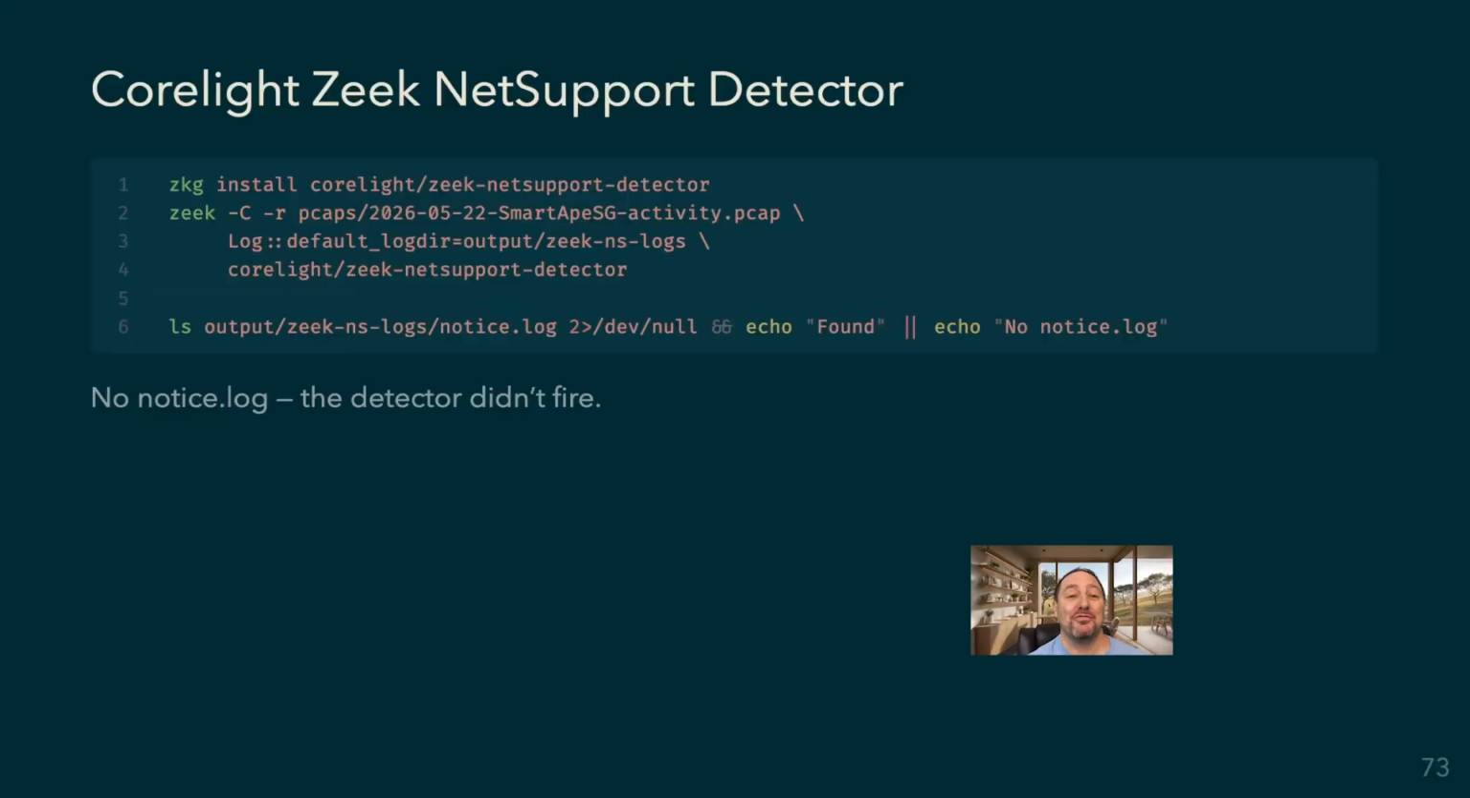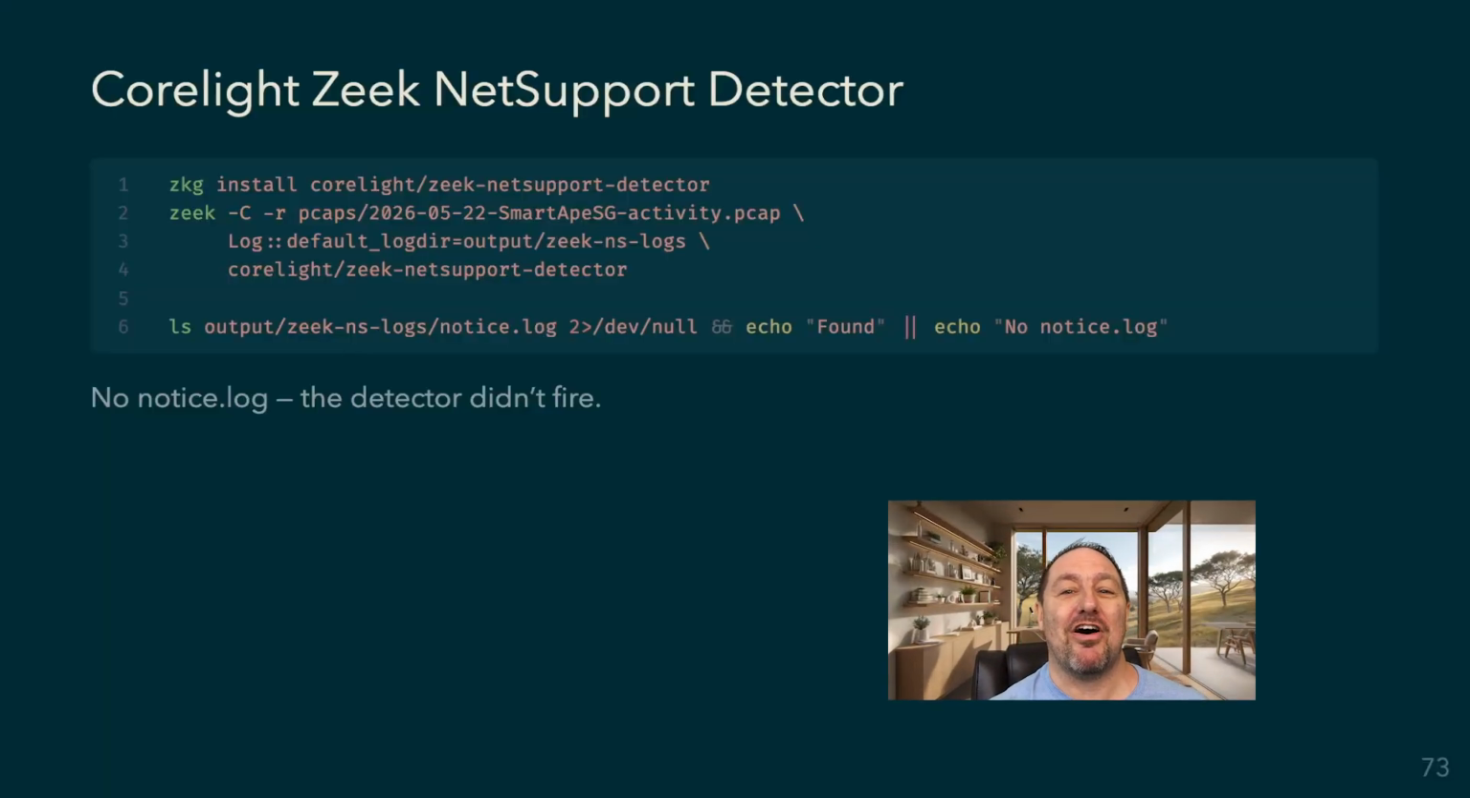So Corelight offers a free open source Zeek NetSupport detector, and I helped write it. So I thought, let's install it and see if it detects this in the PCAP. Spoiler alert, it doesn't. Let's figure out why. So let's install it with ZKG and rerun Zeek on the same PCAP. Now, if it worked, there would be NetSupport notices in the notice.log. And you see there is no notice.log. It didn't fire. So all that setup was for nothing.